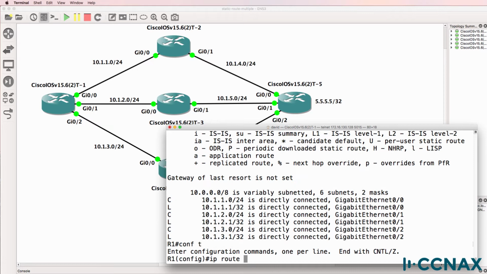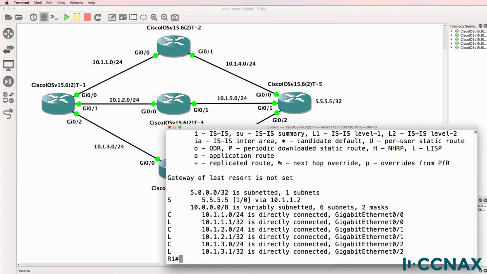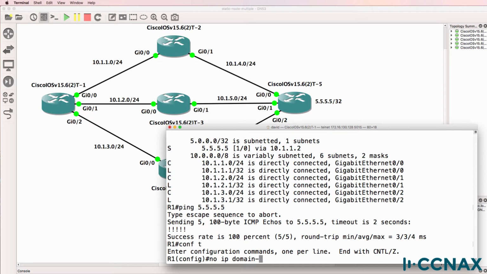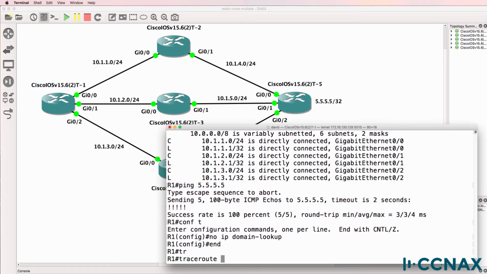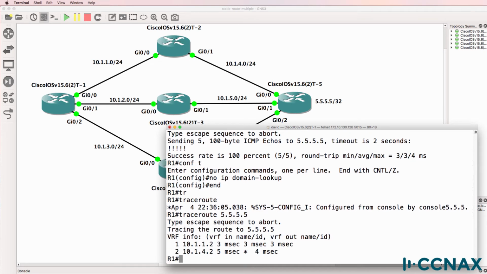We could configure a route as follows. So an exact match on the route and point it to 10.1.1.2, which is router 2. Show IP route now shows us that route in the routing table. So can the router now ping the loopback of router 5? And the answer is yes, it can. I'm going to disable IP domain lookup here to speed up traceroute. So let's trace to the loopback of router 5. Notice it's going via 10.1.1.2, which is router 2, and then it gets to router 5.